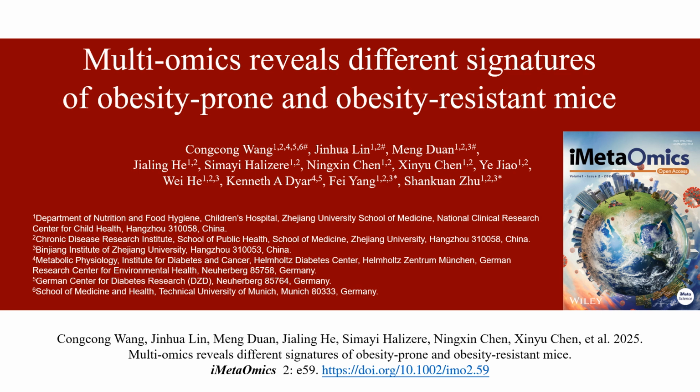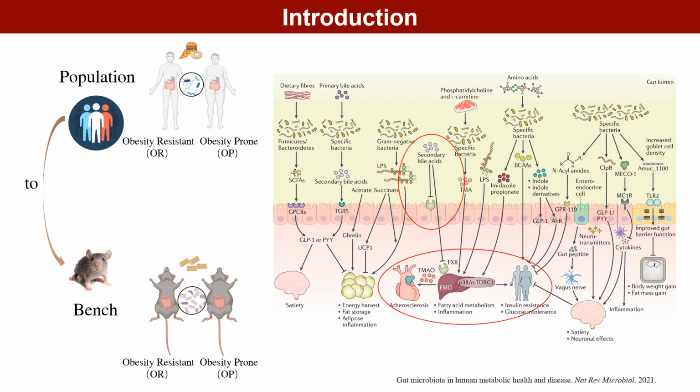Multi-omics reveals different signatures of obesity-prone and obesity-resistant mice. Obesity-prone (OP) and obesity-resistant (OR) mice exhibit distinct metabolic profiles. Under a high-fat diet, OP mice experience rapid weight gain, whereas OR mice show a marked resistance to obesity.